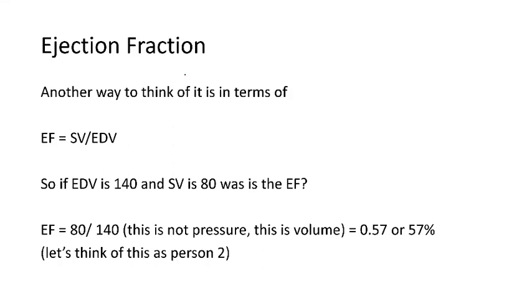Or we could do it the other way around. We could do ejection fraction is the stroke volume divided by the EDV. And if I've changed the numbers, I didn't want to do the same numbers. So if my end diastolic volume is 140 and the stroke volume is 80, what is the ejection fraction? So 80 divided by 140, remember this is not pressure, this is not blood pressure, this is volumes, this is milliliters, gives me an ejection fraction of 0.57 or 57%. And we're going to call this person person 2 because they have a different volume.